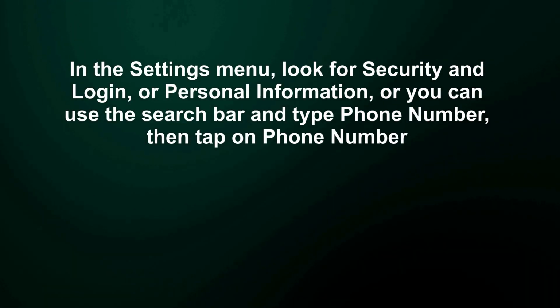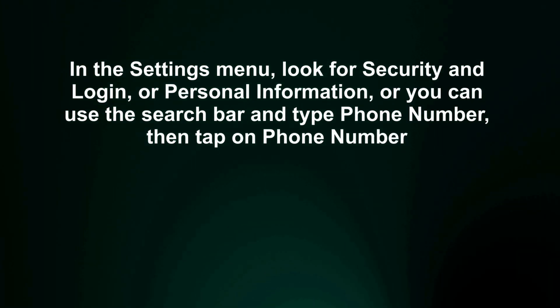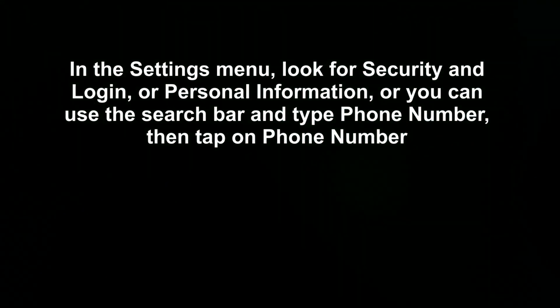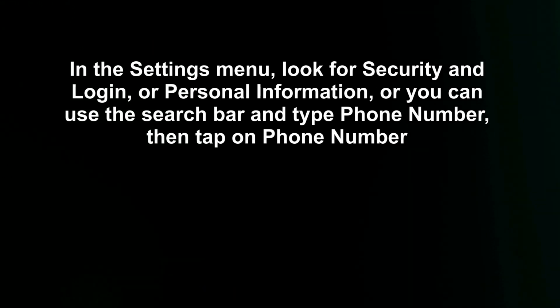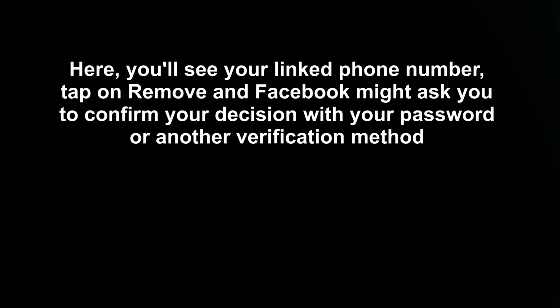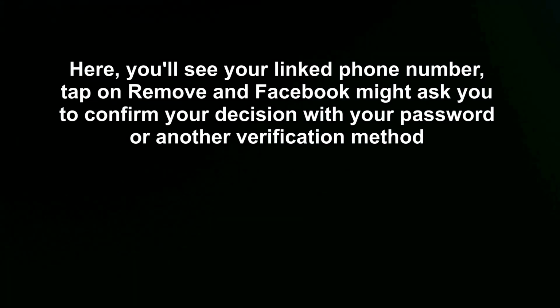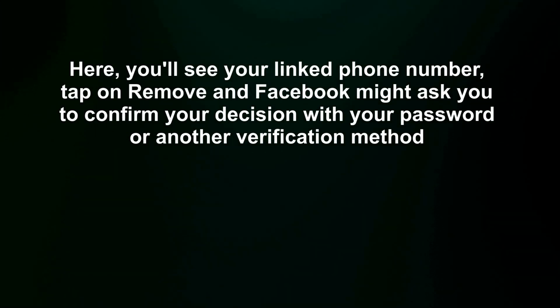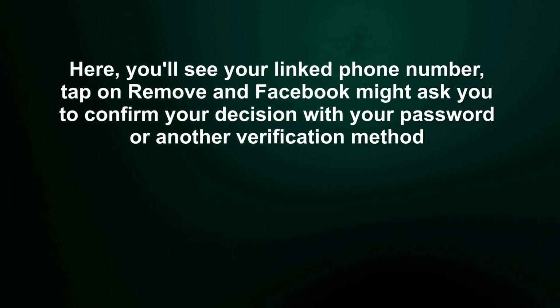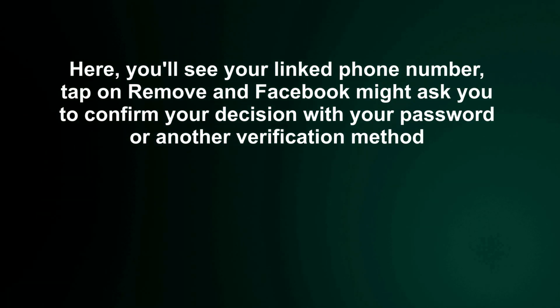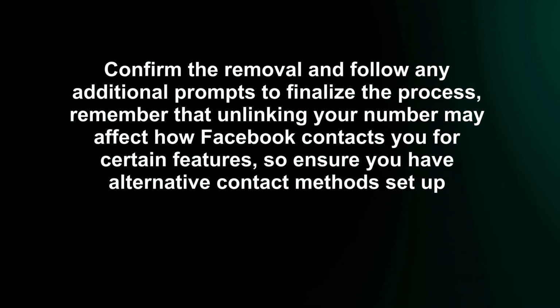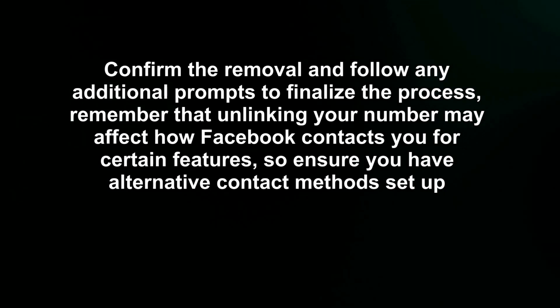In the Settings menu, look for Security and Login, or Personal Information, or you can use the search bar and type phone number, then tap on phone number. Here, you'll see your linked phone number. Tap on Remove and Facebook might ask you to confirm your decision with your password or another verification method. Confirm the removal and follow any additional prompts to finalize the process.